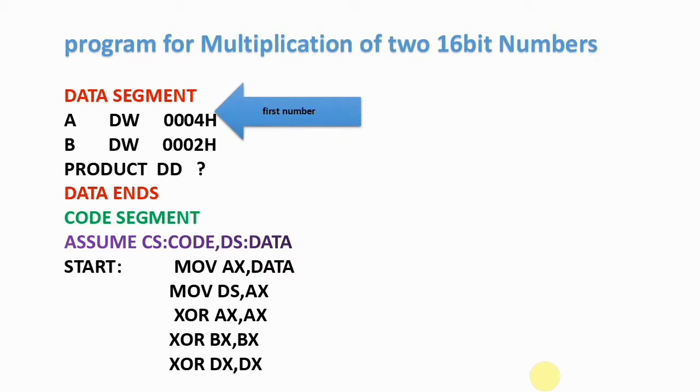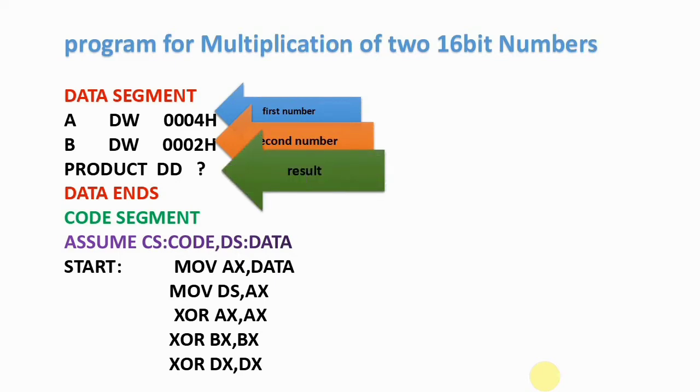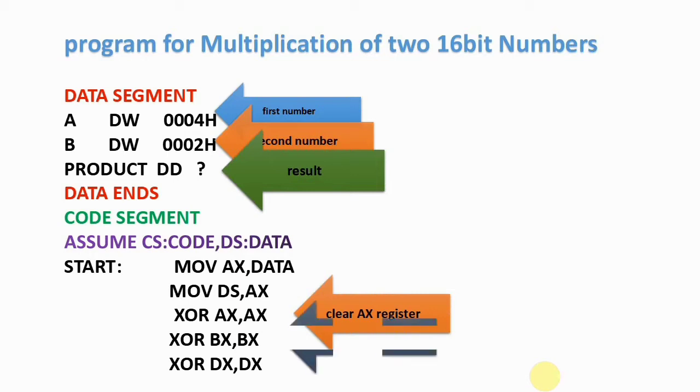So here A is the first number, B is the second number, product will get the result. Here the logic is I want to use the registers AX, BX and DX. So I want to clear all the registers AX, BX and DX. So for that we have performed exclusive OR operation between the same registers. So exclusive OR AX will clear the AX register, exclusive OR BX will clear the BX register, exclusive OR DX will clear the DX register.